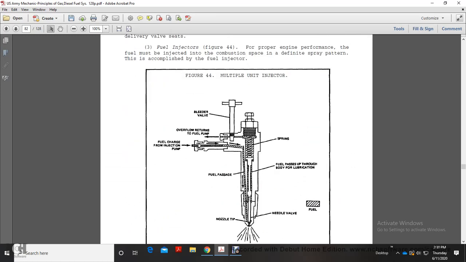Fuel injector. Figure 44 shows the fuel injector. For proper engine performance, fuel must be injected into the combustion space in a defined spray pattern. The figure shows the bleeder valve, where overflow fuel returns to the pump. Fuel passes the nozzle needle valve. Fuel passes through the body of the lubrication spring.